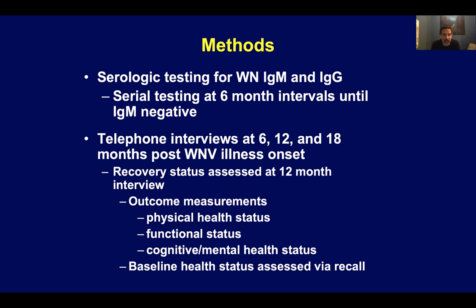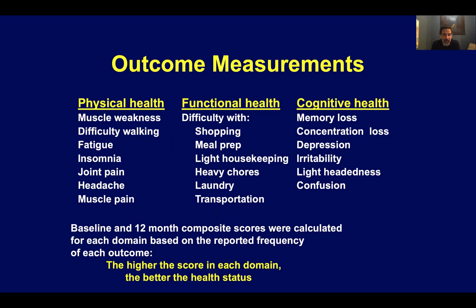The protocol included serologic testing at 6-month intervals until the person was no longer making IgM antibodies. We conducted telephone interviews at 6, 12, and 18 months, and we assessed recovery status at the 12-month interviews across 3 domains of health status: their physical health, their functional health, and their cognitive or mental health status. Because we didn't really come into contact with these cases until after they became ill, we had to have them recall their baseline health status at the time of the 12-month interview. This gives you a sense of the kinds of things we asked about, the outcomes that we assessed in the phone interviews.